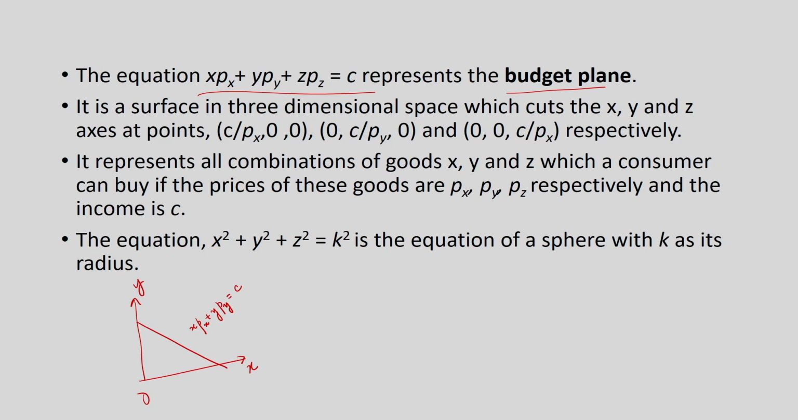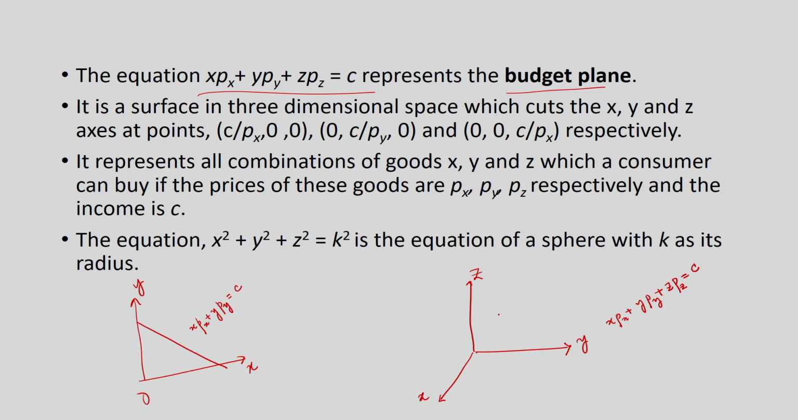So, this is 2 dimensions, but if you have 3 dimensions, so 3 goods are being purchased, then you have another term. So, you have x p x plus y p y plus z p z is equal to c. So, your total income is getting subdivided among 3 goods, and you are spending your total income.